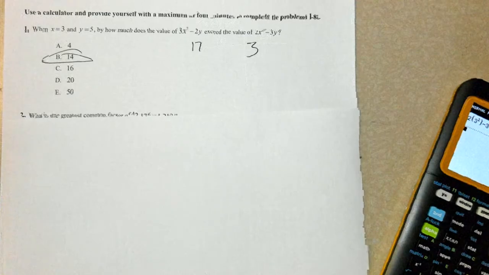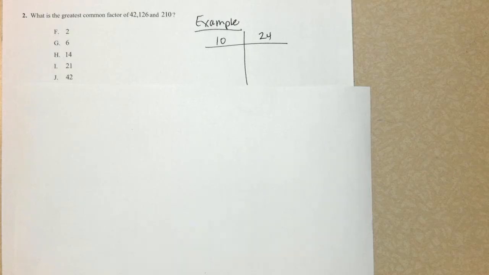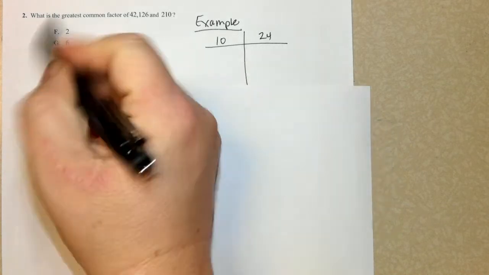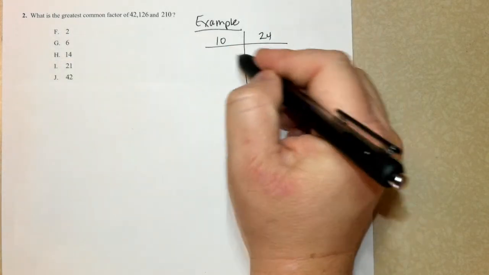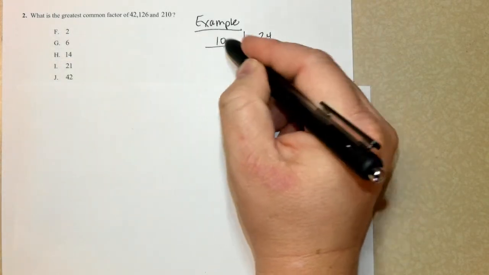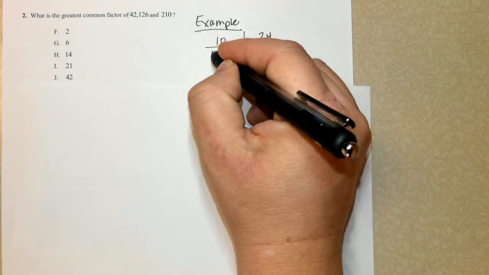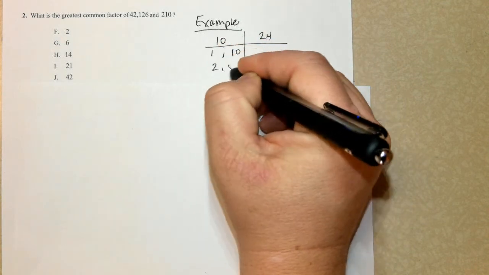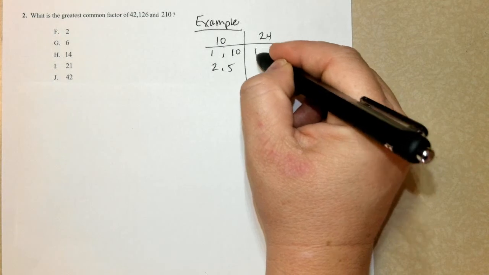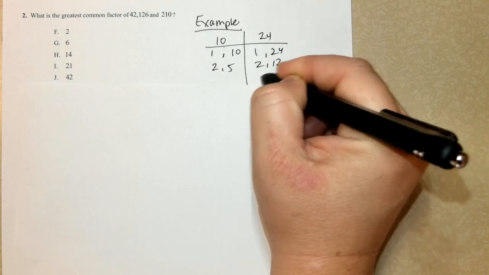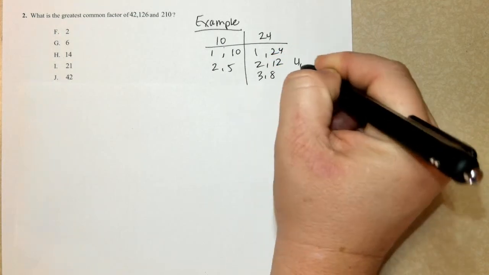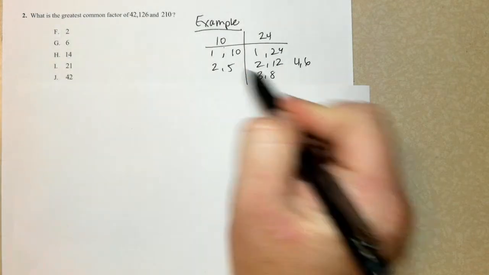What is the greatest common factor of 42, 126, and 210? Let's first start by looking here. If we did not have multiple choice and we were using 2 and 10, I'm thinking of all the numbers that nicely divide into 10. So 1 and 10, 2 and 5. Doing the same thing over here, I have 1 and 24, 2 and 12, 3 and 8, and 4 and 6. Now what's the greatest number in both?